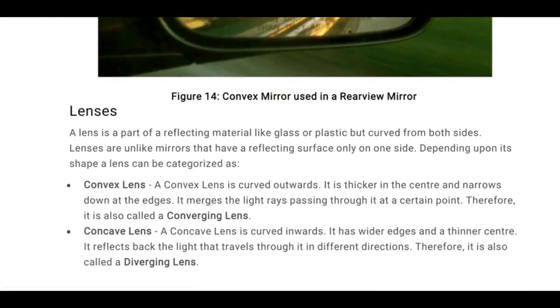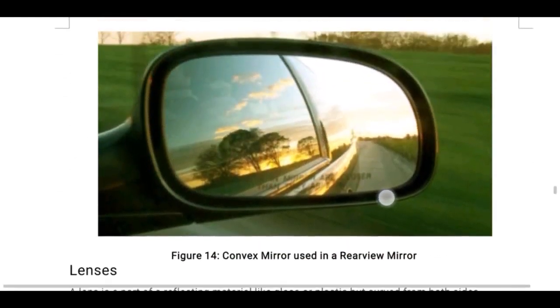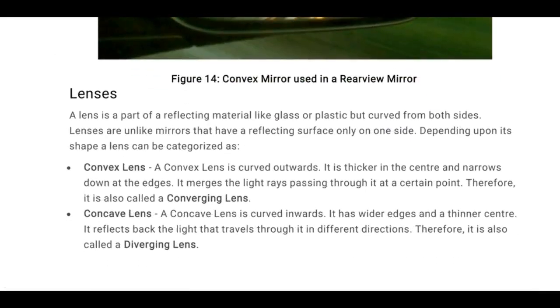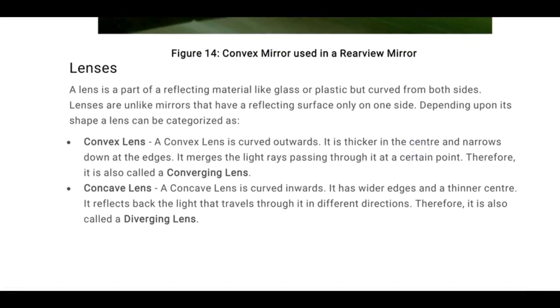and this is a picture representation of a convex mirror. And lenses are somewhat different from mirrors, because a mirror has a polished surface on one side and a reflecting surface on the other side, whereas a lens doesn't have any reflecting surface or any polished surface. It's a transparent medium, right? A lens is a piece of transparent material like glass. So what type of material are they using? They are using glass or plastic, but both sides are very transparent. It will allow all the light to pass, right?